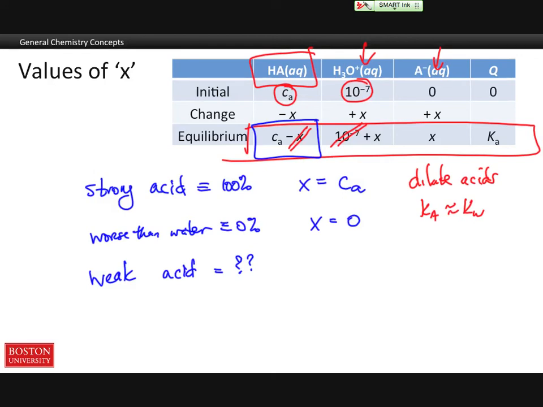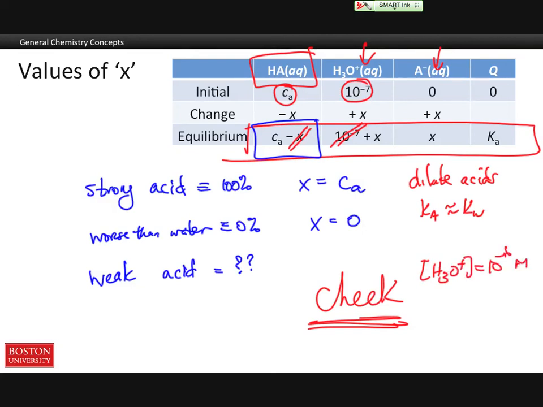The good thing you can do at the end of every problem like this is you can check. If you see that your final concentration of hydronium is 10 to the minus 6 molar, assuming that X is much, much greater than 10 to the minus 7 is not true, because they're within 10%. So this is a good paradigm for solving acid-base problems or weak acid problems. Hope you found it useful.